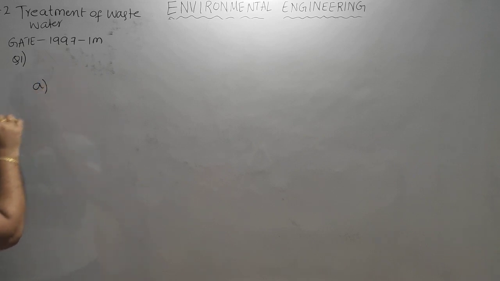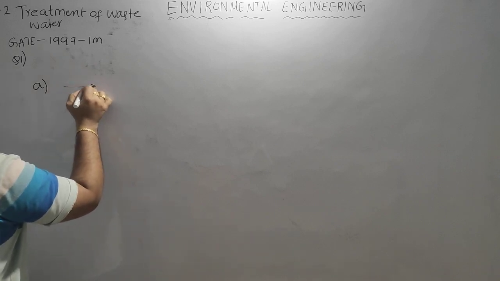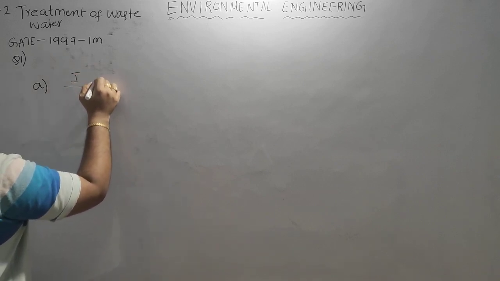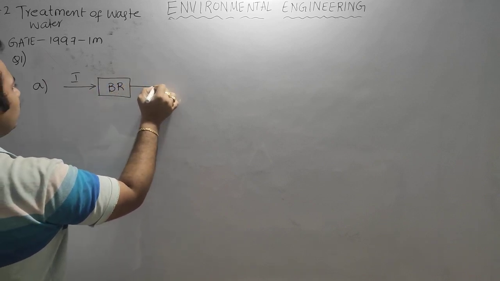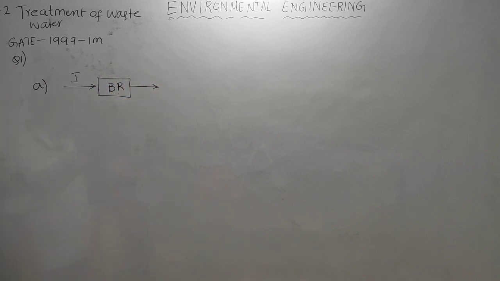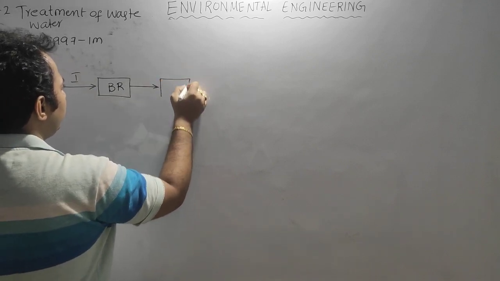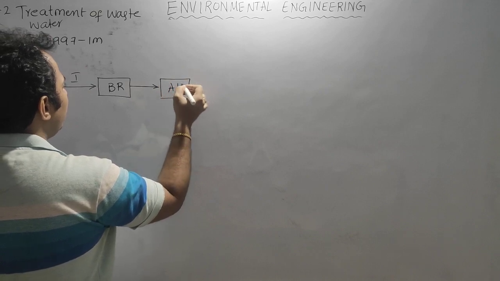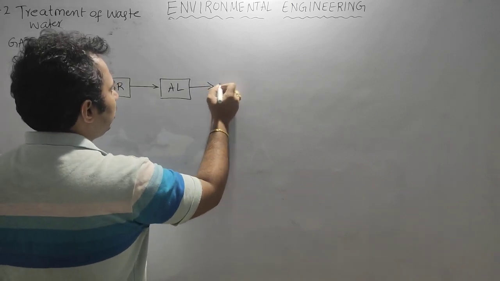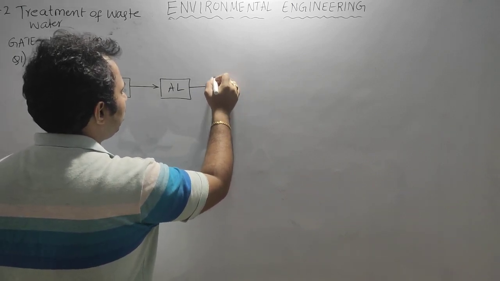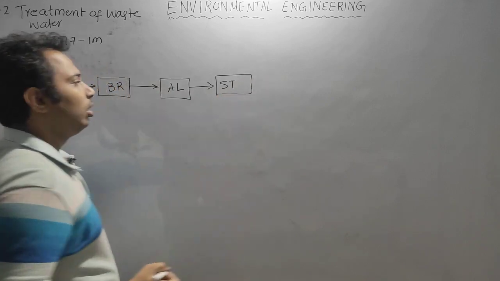option A, the influent. See here, what is meant by BR, what is meant by ST? Nothing was given, so we need to assume suitable names for them. AL is aerated lagoon, BR is biological reactor, ST is sedimentation tank. Likewise we need to assume, because the legend of these terms was not even given.